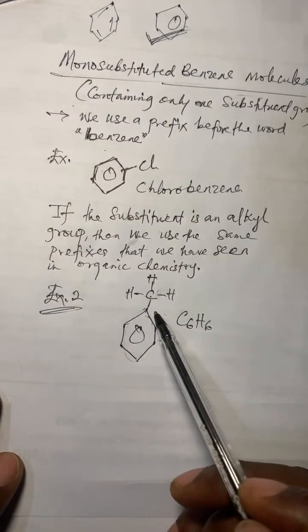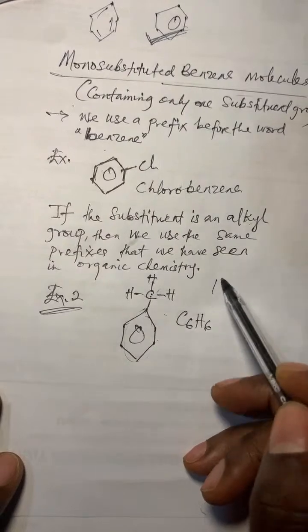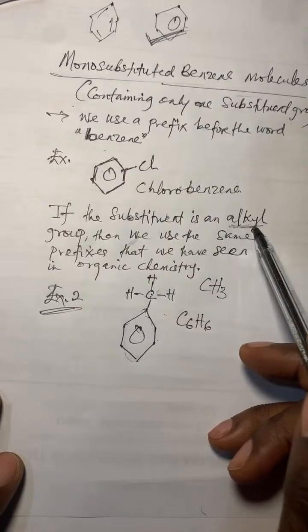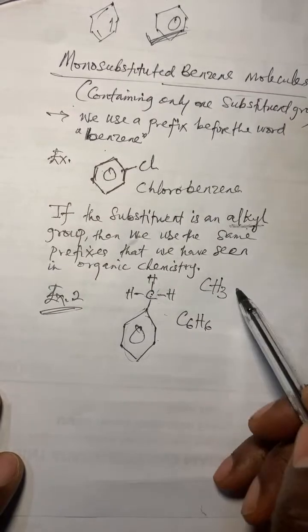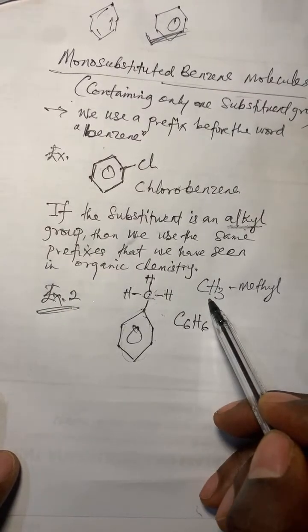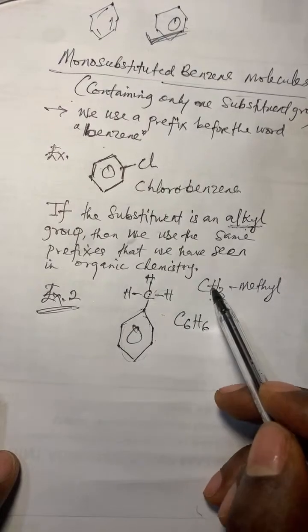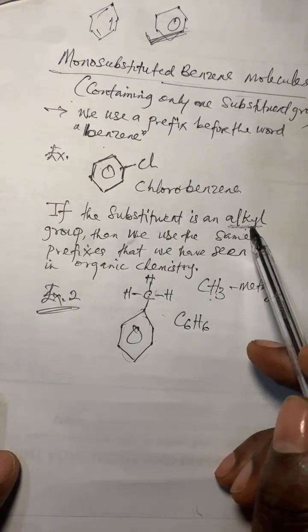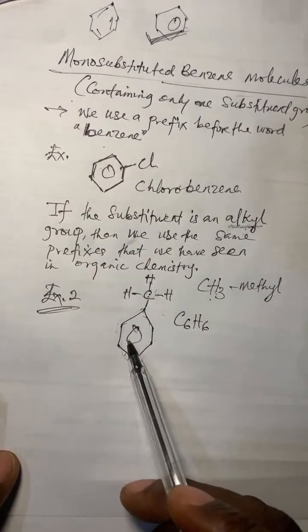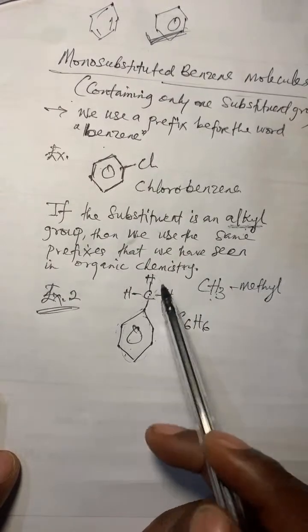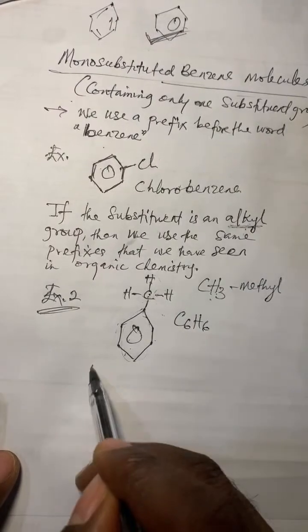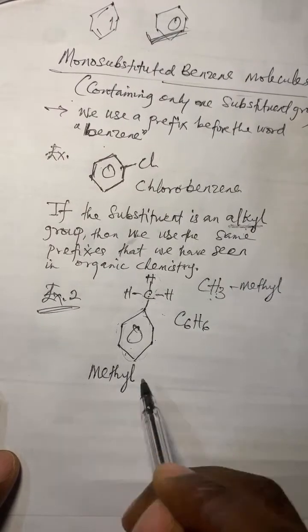So now if I want to name this compound, because CH3 falls under the alkyl family, and the first member of the alkyl family is the methyl, and the methyl has CH3. Do you understand? Methyl has CH3, and that is the first member of this alkyl family. This is already benzene, and this is a methyl group. Then this methyl is the prefix that will come before the benzene. Therefore, the name of this compound will simply be methyl benzene.